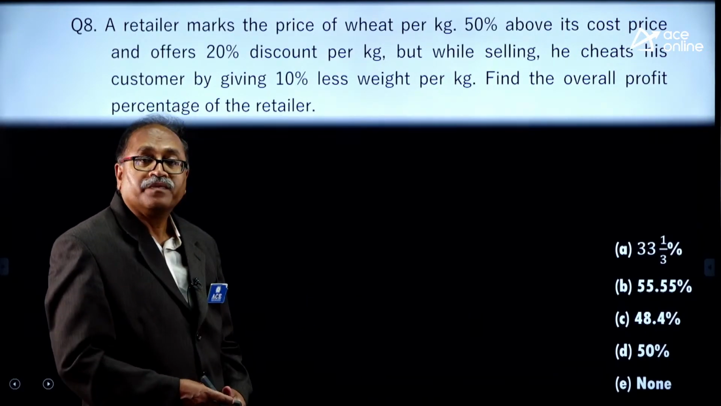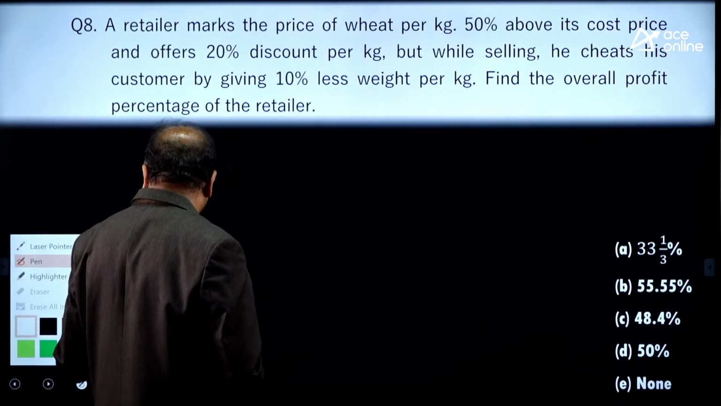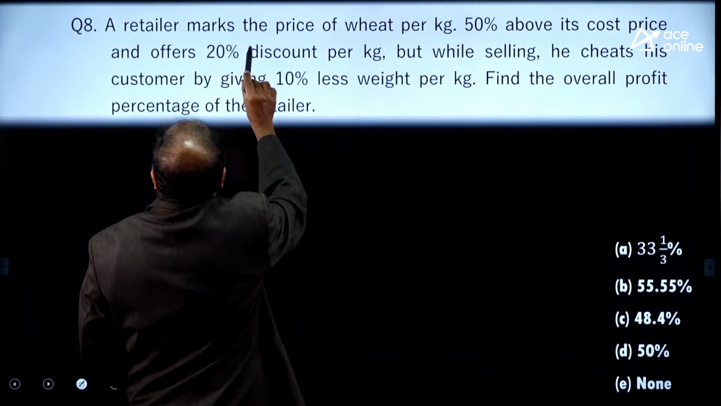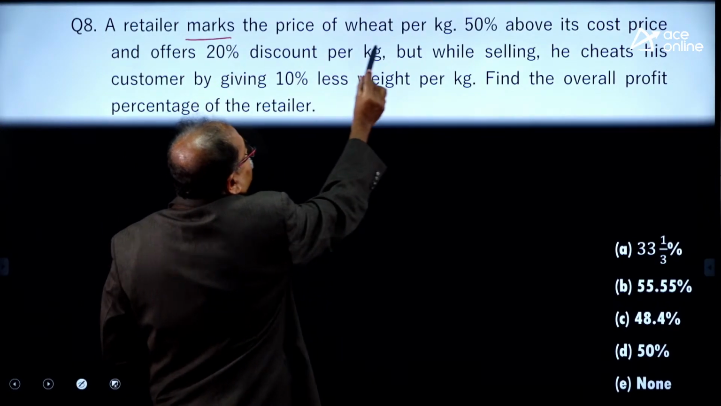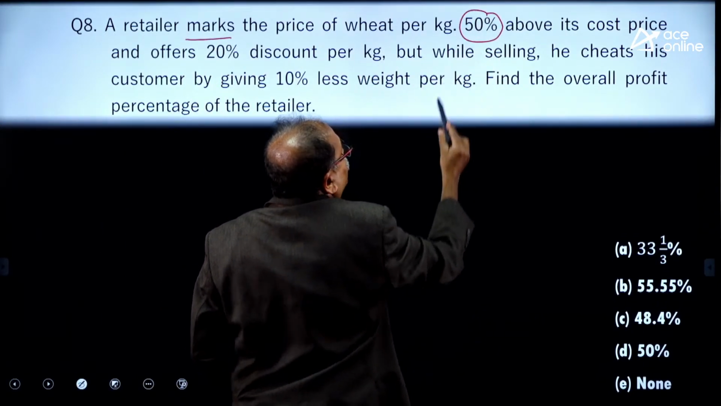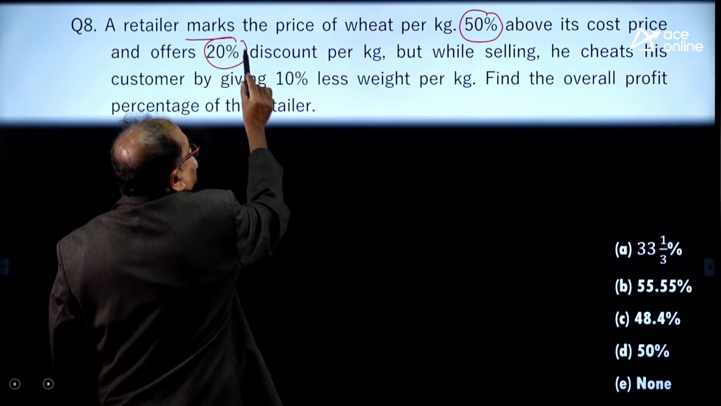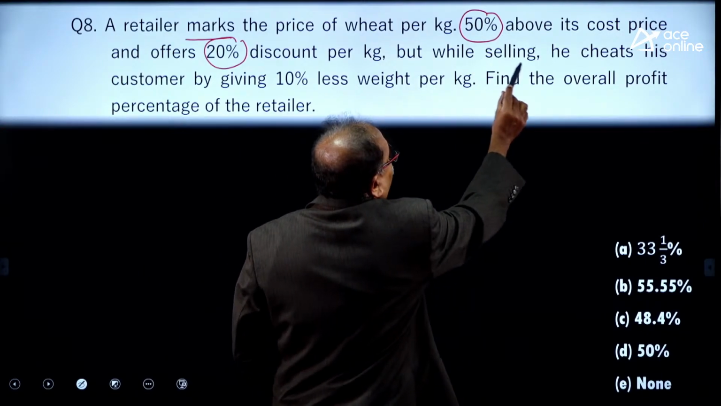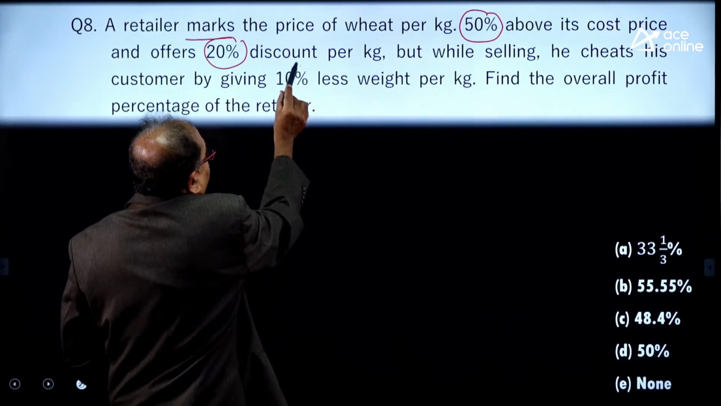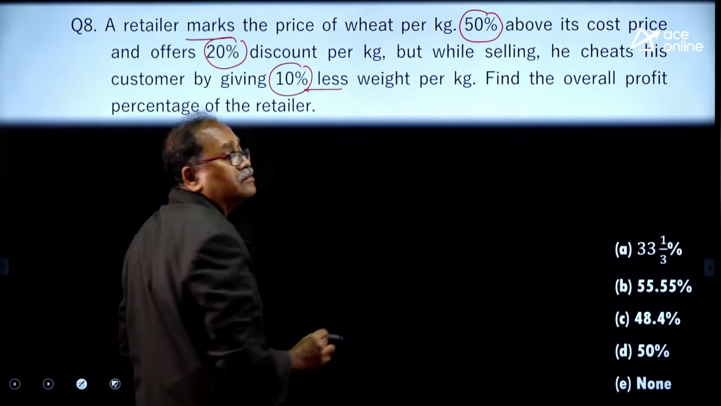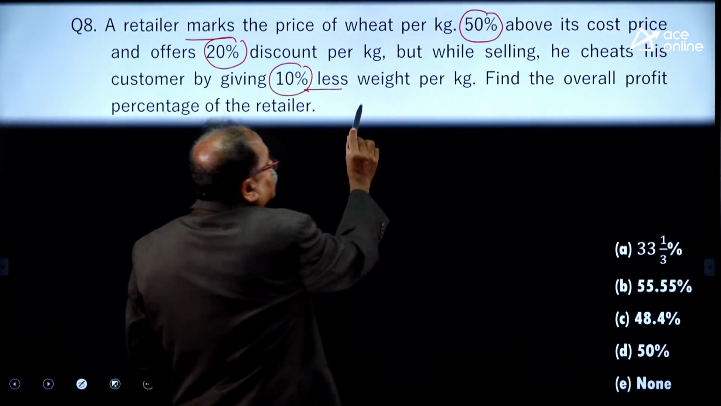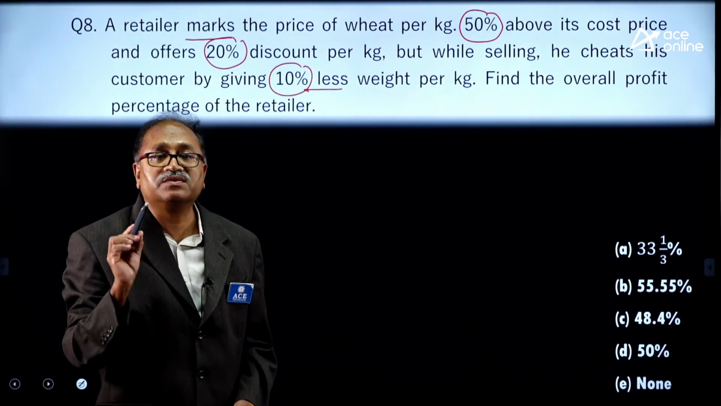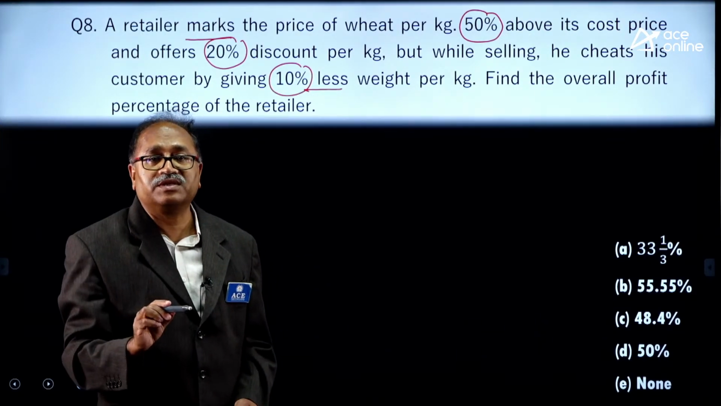What is this question? Let me read the question and then I will give some time for you to answer. A retailer marks the price of wheat 50% above the cost price and offers 20% discount per kg. You can find out the profit percentage. Now, but while selling, he cheats the customer by giving 10% less. That means double profit. So, less weight, find his overall profit percentage. You know, this kind of question is very frequently asked in all the competitive exams.